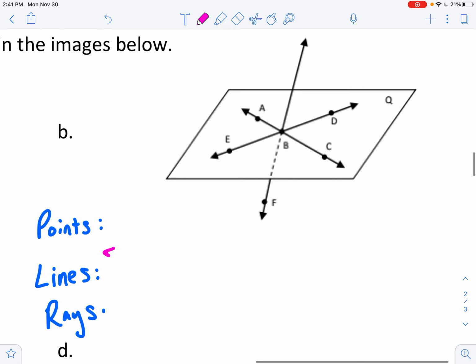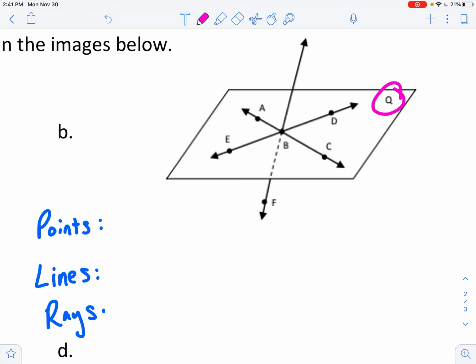Now let's try to name some points here. I'd like you to pause the video, get 2 points, 2 lines, and we'll try to get some rays together. So try to get the points and lines, at least 2 of each. Again, all of these things are points, so pause the video, try it out, unpause the video, and at this point you should be done.